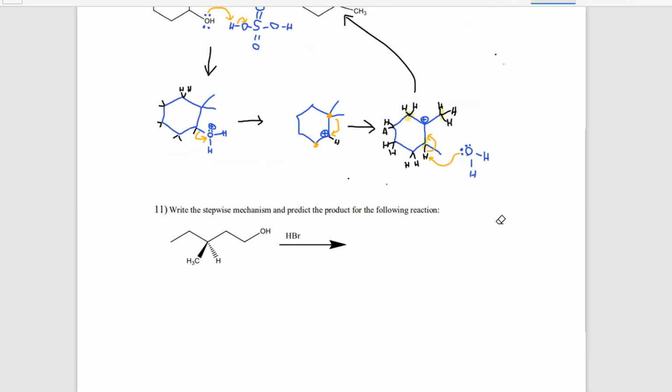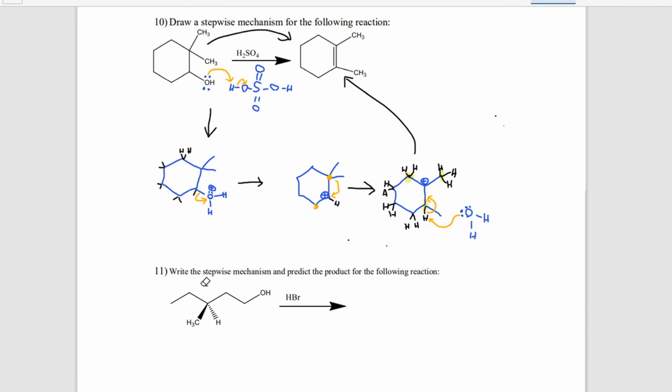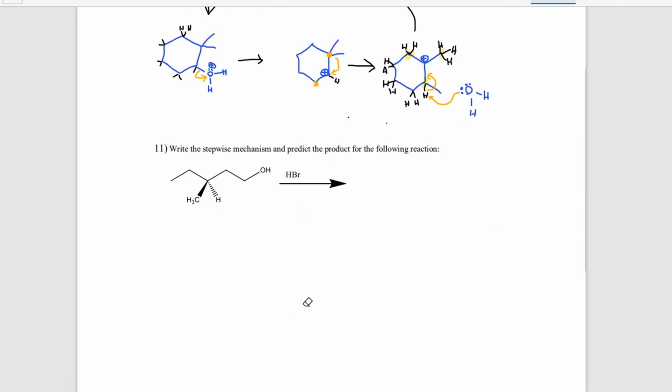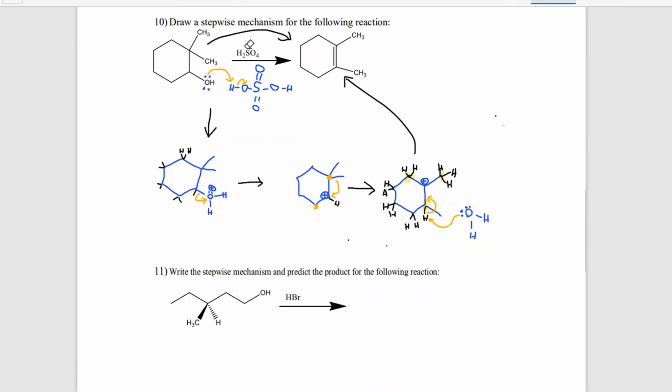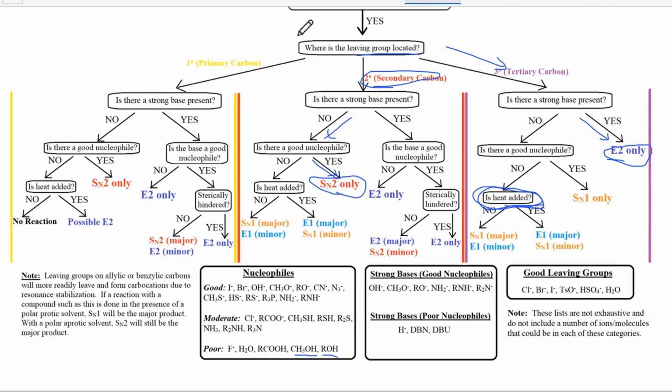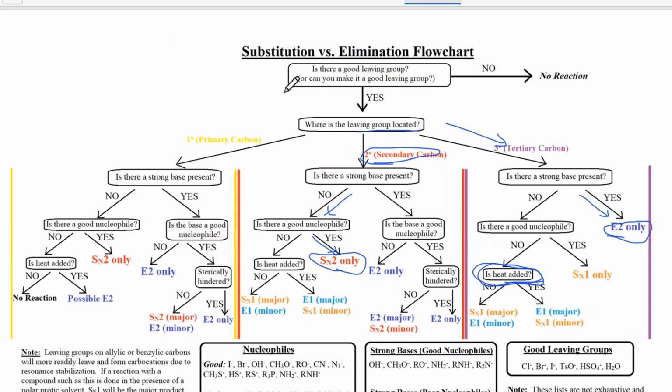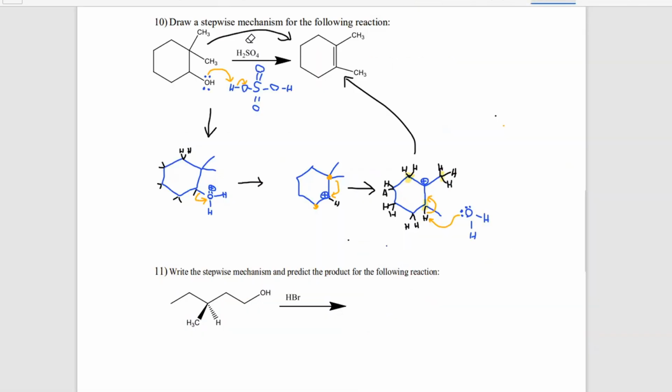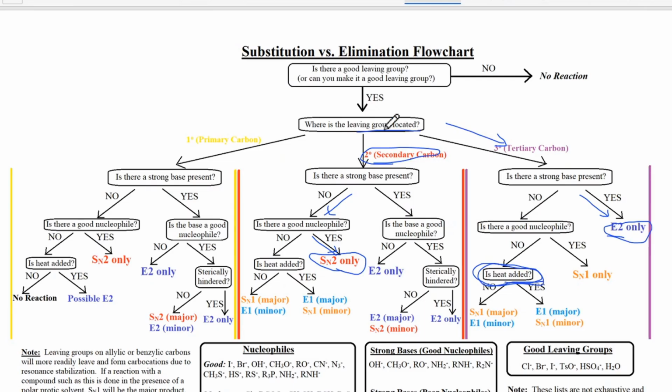Now, a similar mechanism, once again, is number 11. Once again, if you reference the substitution versus elimination flowchart here for 11, actually, let's reference it for here as well. So here you first ask, is there a good leaving group? And the answer is no, but it also says, can you make it a good leaving group? And the answer is yes. You can protonate this to make it a good leaving group. Then, where is the leaving group? It's on a secondary position.